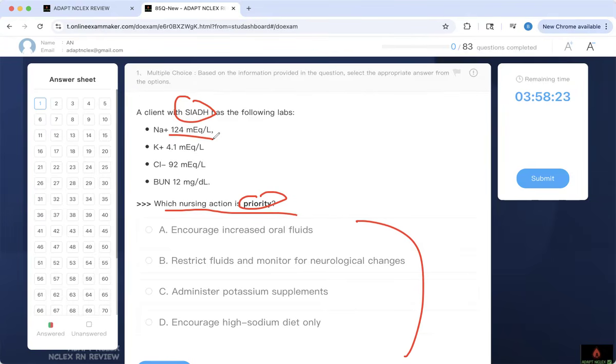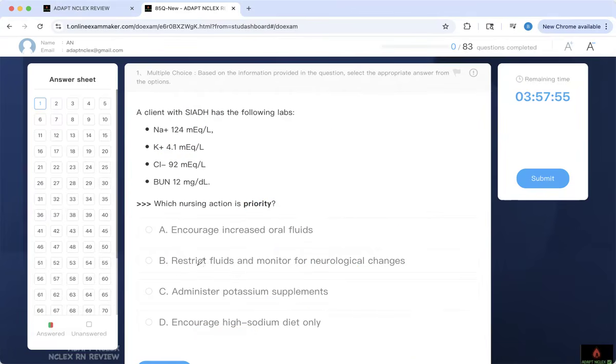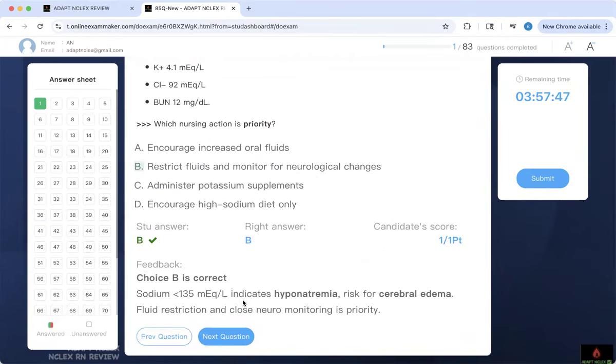What do you think? You're already fluid overloaded because you're retaining fluid. Encouraging you to take more fluid is wrong. I'm going to restrict the fluid, but because your sodium is low, you're going to have seizures. Potassium is within normal limits, I don't need to worry about it. And I'm not going to give a high sodium diet only. There are so many things I can do. Therefore, your right answer is number 2. This is the way you should approach every question you see, and it becomes part of you, and you'll be able to answer it flawlessly.